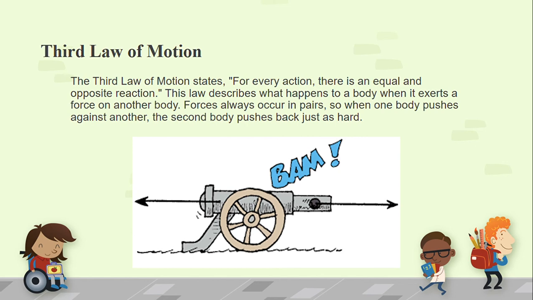There's also the example of shooting a cannonball. When a cannonball is fired through the air, the cannon is pushed backward. The force pushing the ball out was equal to the force pushing the cannon back. But the effect on the cannon is less noticeable because it has a much larger mass.